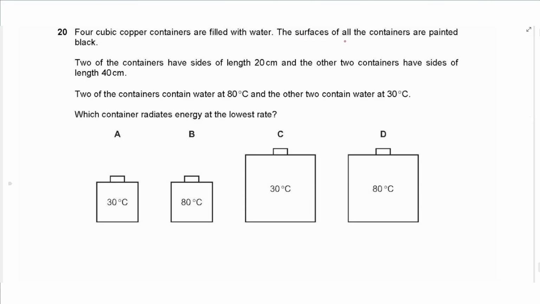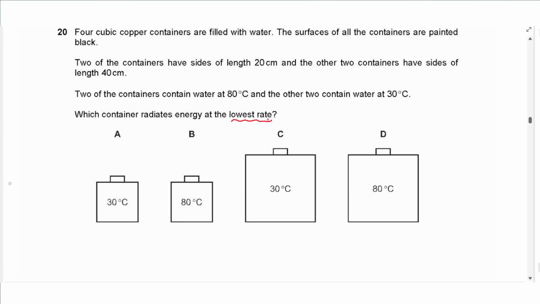The surfaces of all the containers are painted black. 2 of the containers have sides of length 20 centimeters and the other 2 containers have sides of length 40 centimeters. So 2 small containers and 2 large containers. 2 of the containers contain water at 80 degrees and the other 2 have 30 degrees in them. Which container radiates energy at lowest rate?